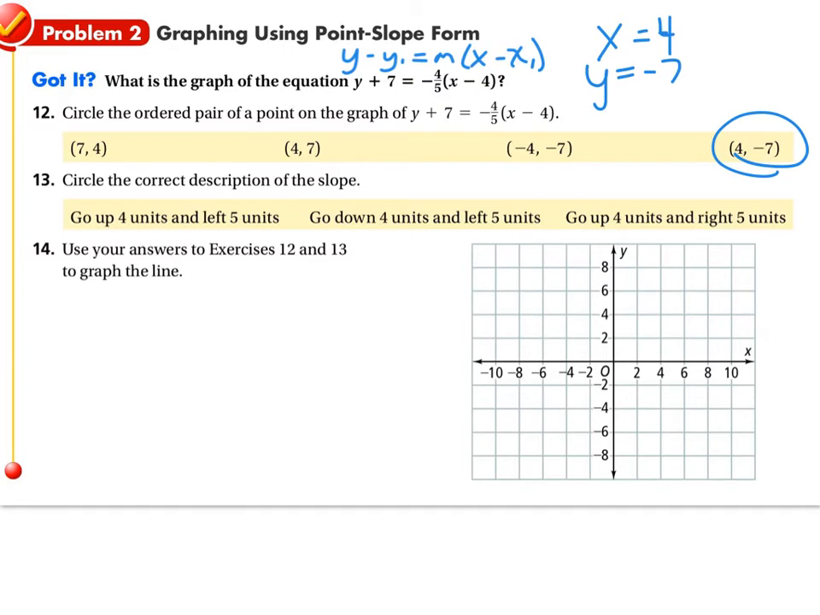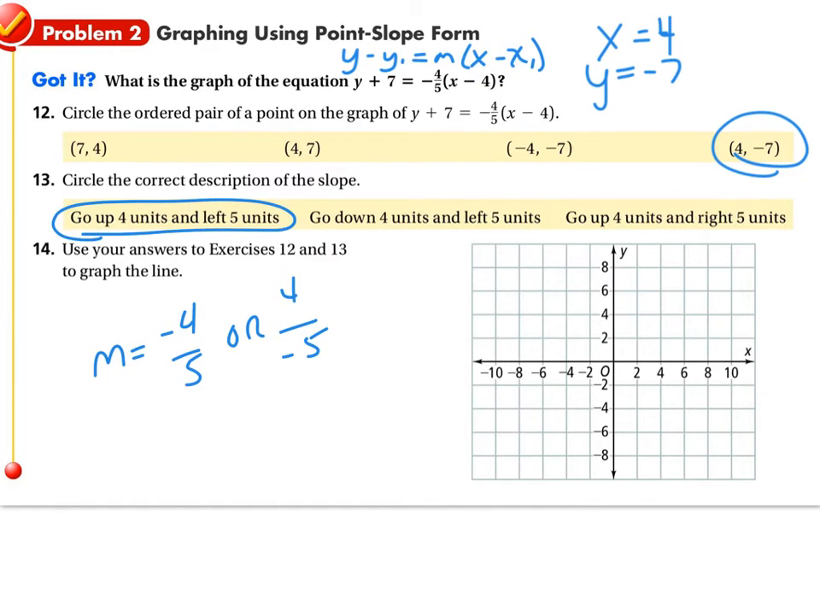We can also determine, looking at the equation, our slope. Our slope is negative 4/5. So that means that our slope is negative 4 over 5, or it's 4 over negative 5. So to circle the correct description, it could be going 4 units up and left 5 units. So using these answers, we can graph.